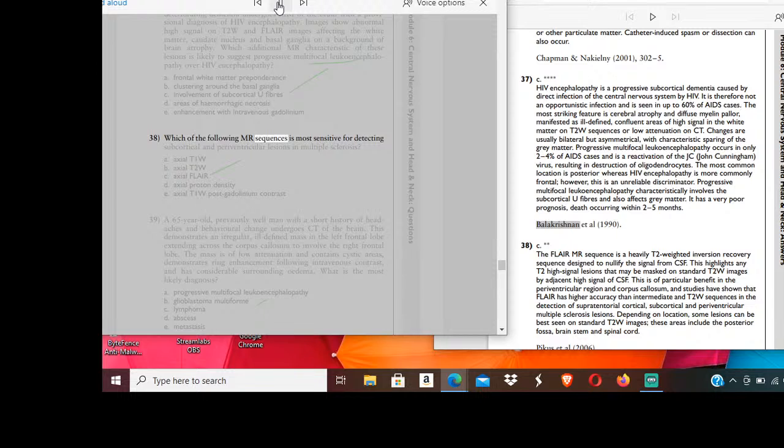38. Which of the following MR sequences is most sensitive for detecting subcortical and periventricular lesions in multiple sclerosis? A. Axial T1W. B. Axial T2W. C. Axial FLAIR. D. Axial proton density. E. Axial T1W post-gadolinium contrast. 39. A. 6.